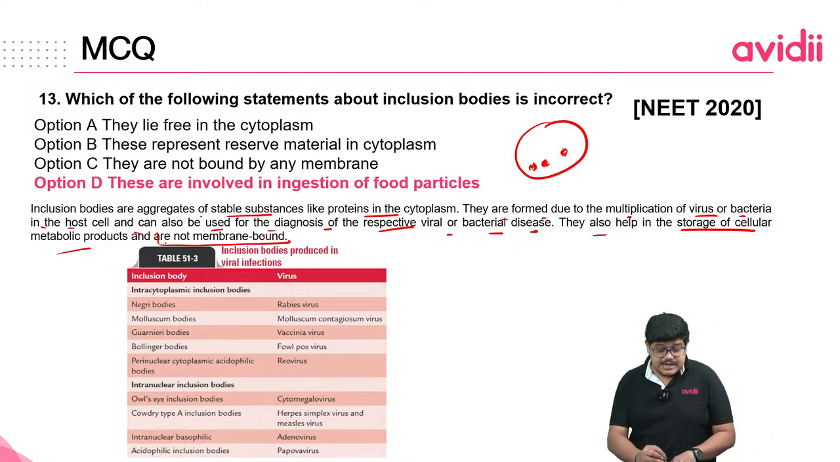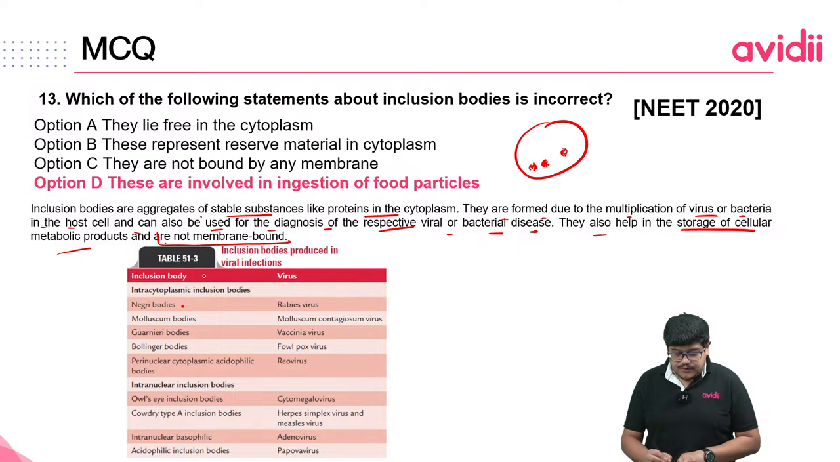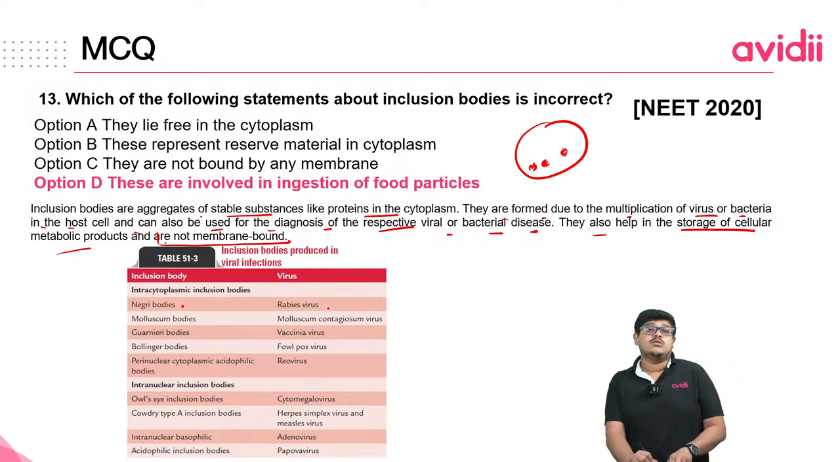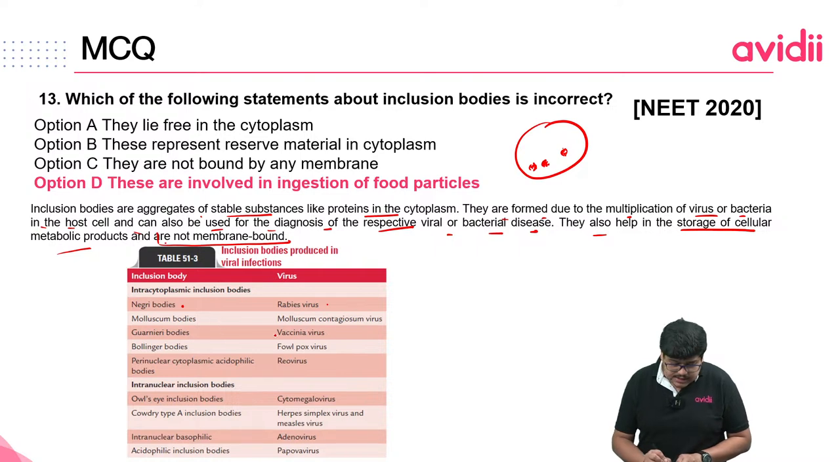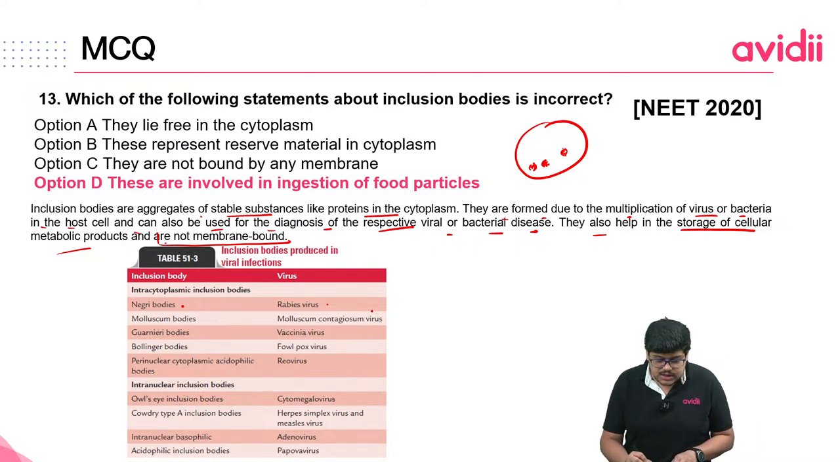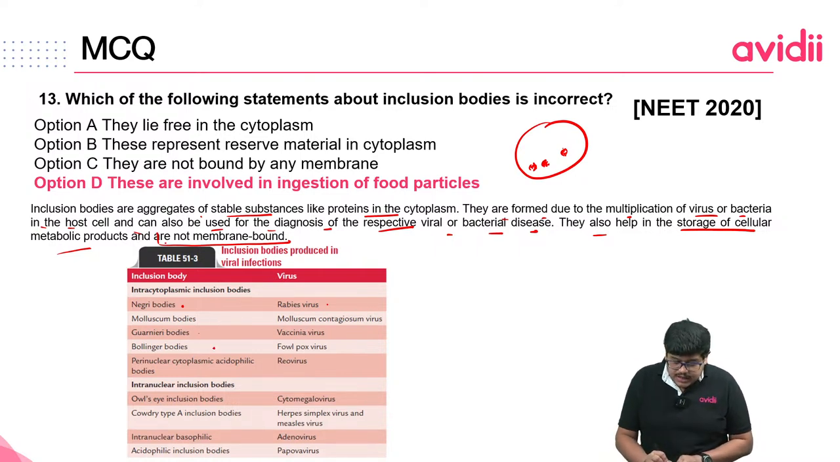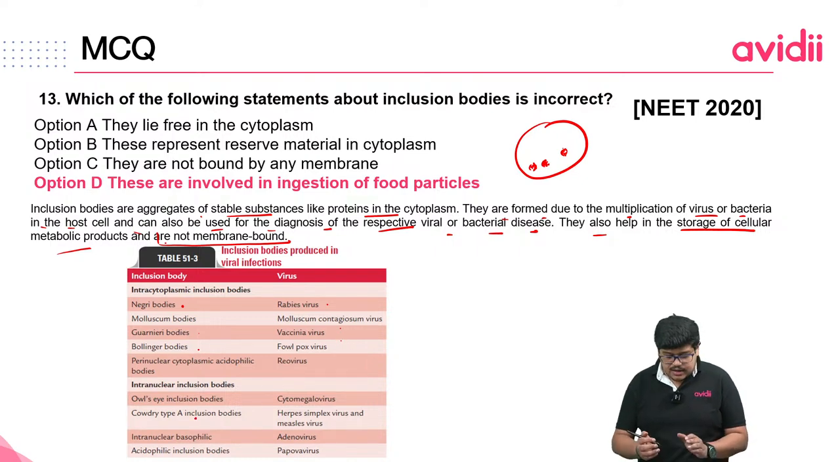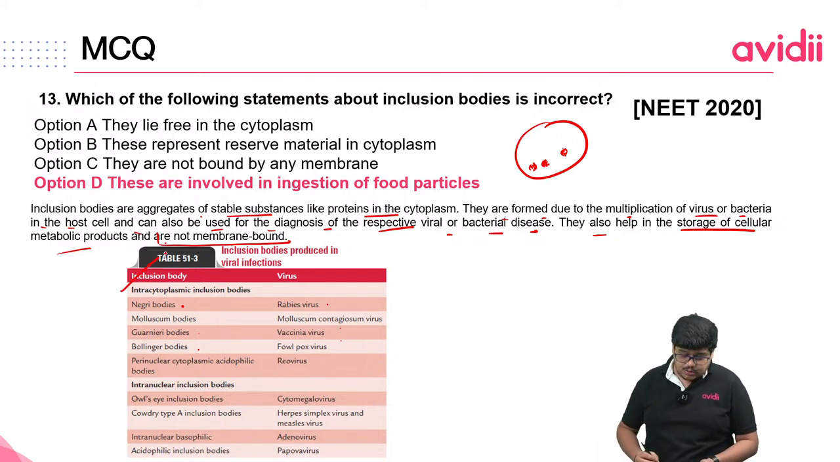If we see, there are Negri bodies. These are a type of inclusion body observed after the rabies virus infects a cell. Molluscum bodies, if it is molluscum contagiosum virus. Guarnieri bodies, vaccinia virus. Bollinger bodies, fowl pox virus, and different others we have. So these are intracytoplasmic, and some are intranuclear inclusion bodies.